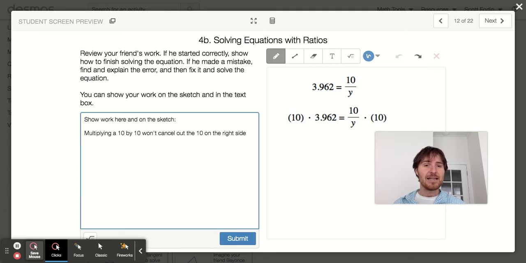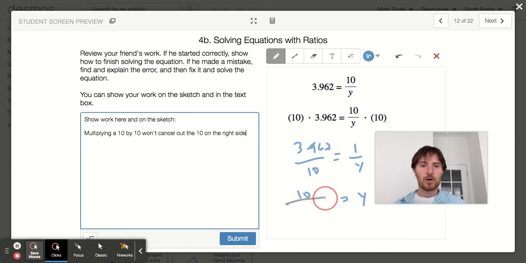If you had divided by 10 here instead, 10 divided by 10 would be 1, and you'd have 1 over y, okay? And if I divided this side by 10, I would have 3.962 over 10. And I think most of you guys would solve this problem because what you could just do in this situation is invert both fractions, right? You could have y equals 10 over 3.962 and then get your answer.